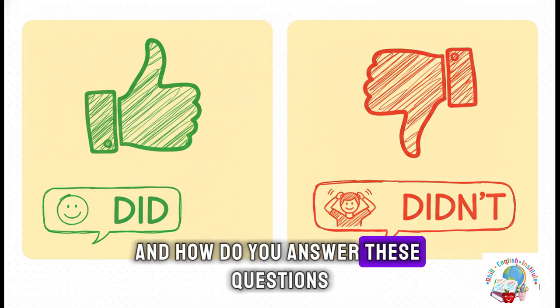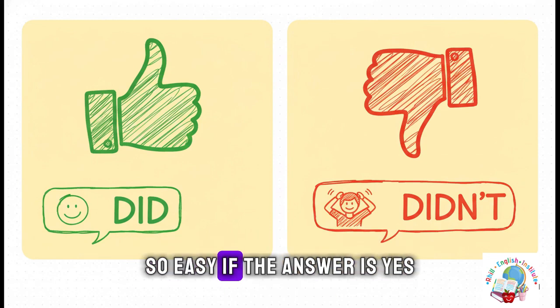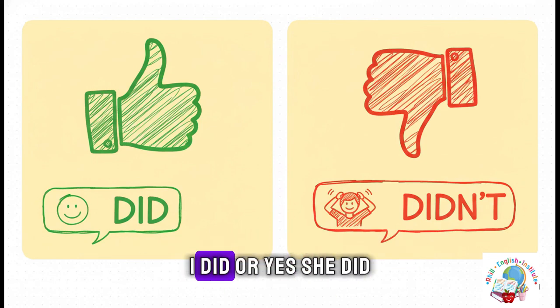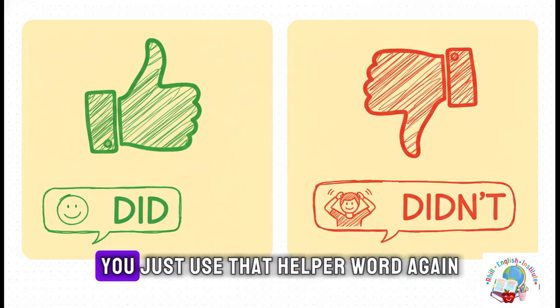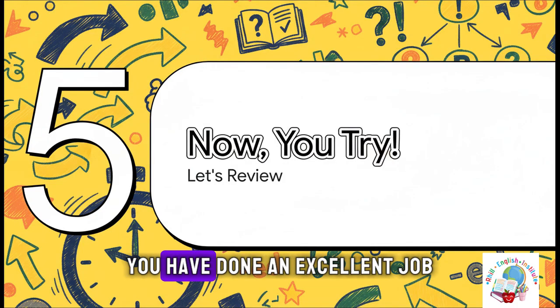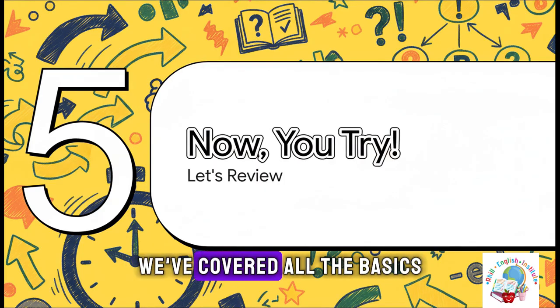And how do you answer these questions? So easy. If the answer is yes, you just say, yes, I did, or yes, she did. If it's no, you say, no, I didn't, or no, she didn't. You just use that helper word again. You have done an excellent job. We've covered all the basics.